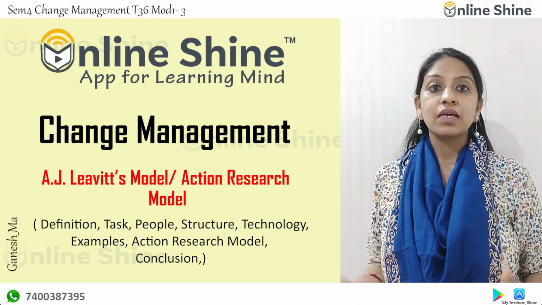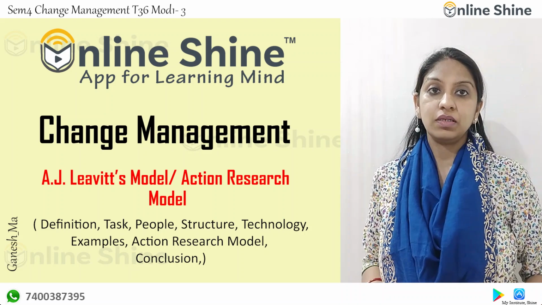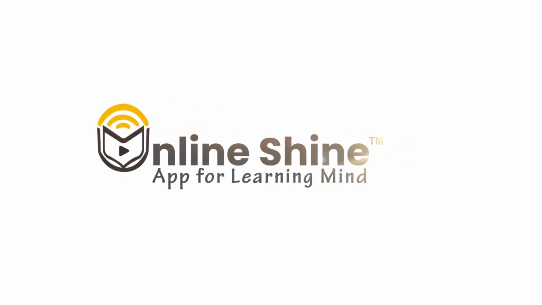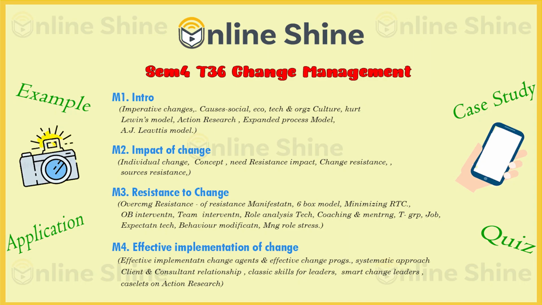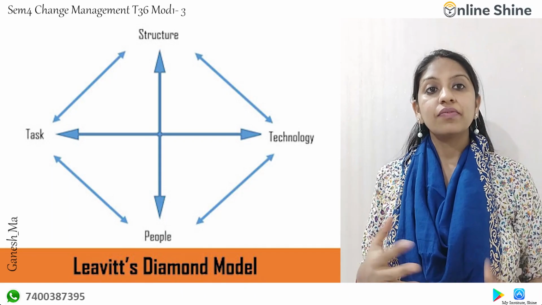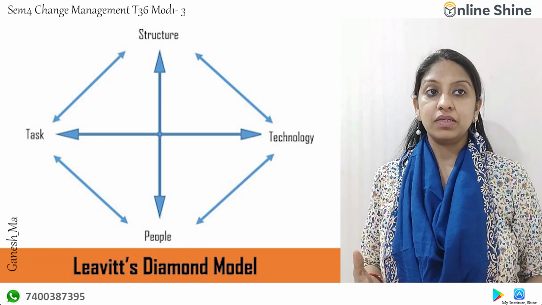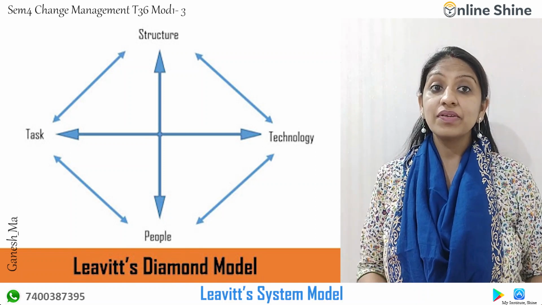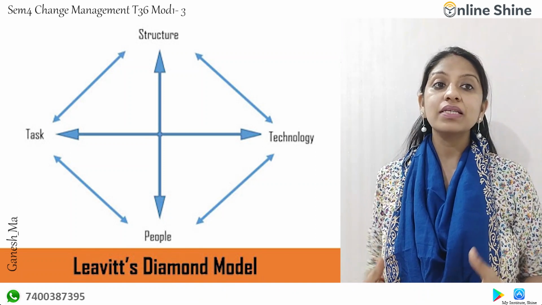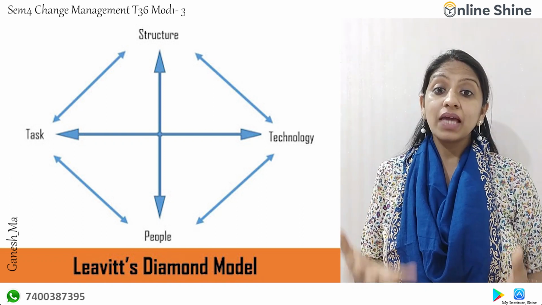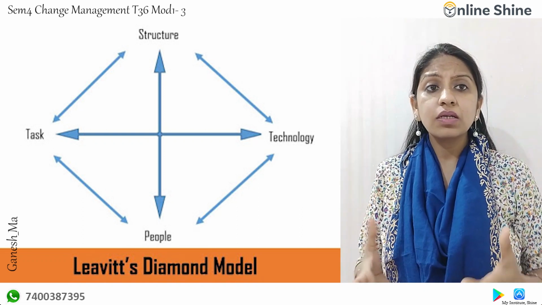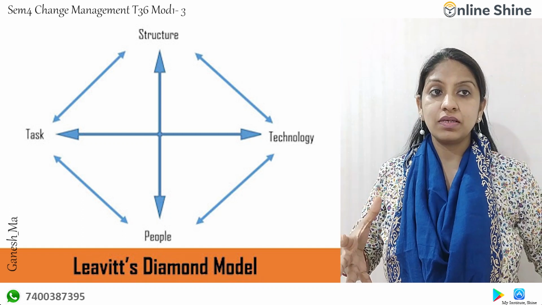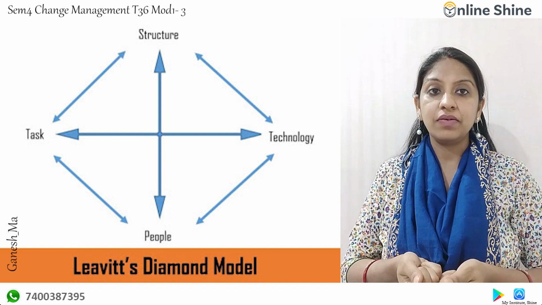Now next is the Harold Levitt model. Harold Levitt developed Levitt's diamond, also known as Levitt's system model, in 1965 as a mechanism for analyzing the organization-wide effects a change strategy will have.